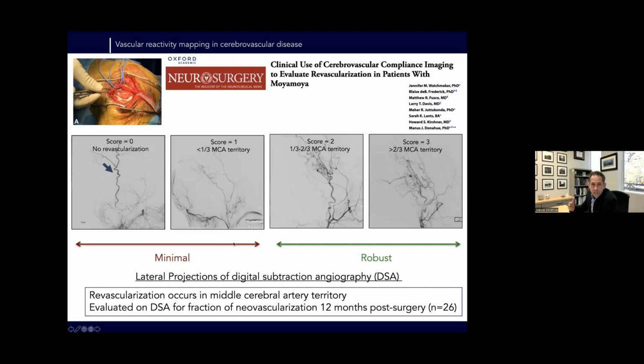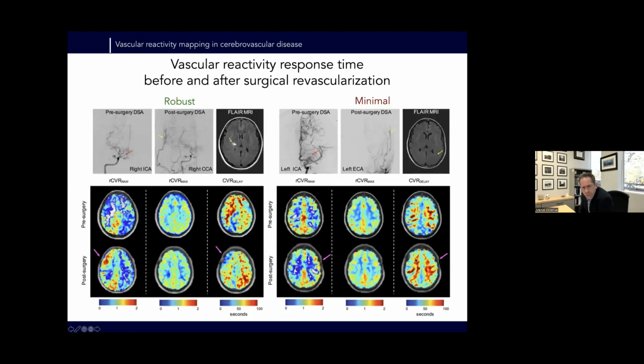So the question is, can we monitor this with reactivity mapping or so forth? And even better, can we predict who's going to have good responses and who's going to have progressive strokes and whatnot? This is an example where we did 26 patients. These are 2 of them that I'm showing here. Here's an example of a robust revascularization, before and about a year after, and you can see the new vessels that have formed here.